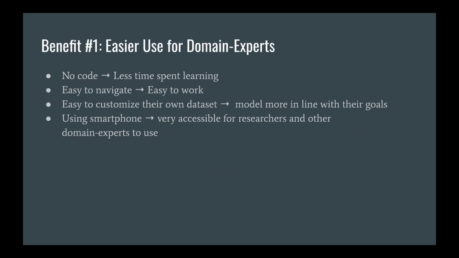So the first benefit is easier for domain experts to use. Because no code experience is required, they don't have to spend a lot of time learning the concepts of how to program or the concepts in machine learning and image classification. It's also very easy to navigate. The UI is very easy and intuitive, so it's easy to work with. And it's also really easy to customize their own data set, so the model is more in line with their goals and what they want to do. And because they're using a smartphone, it's very accessible for researchers and other domain experts to use.